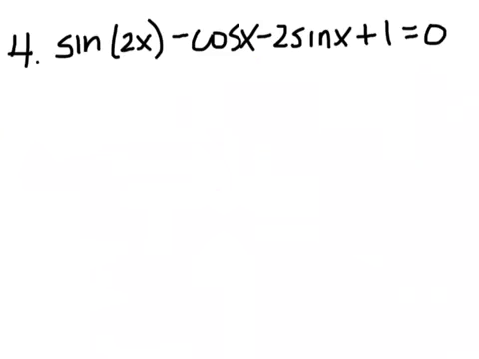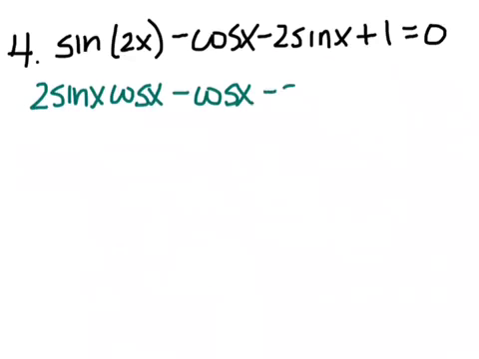Number 4 is sine of 2x minus cosine of x minus 2 sine of x plus 1 equals 0. This problem is already set equal to 0 for us. We have a little expanding we can do. We know that sine of 2x is the same as 2 sine cosine. And then everything else is just going to stay the same.